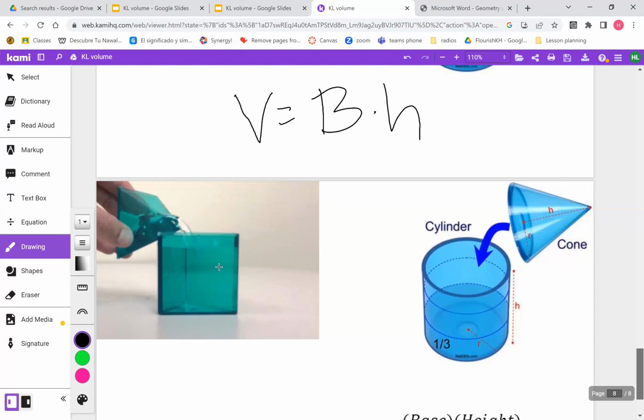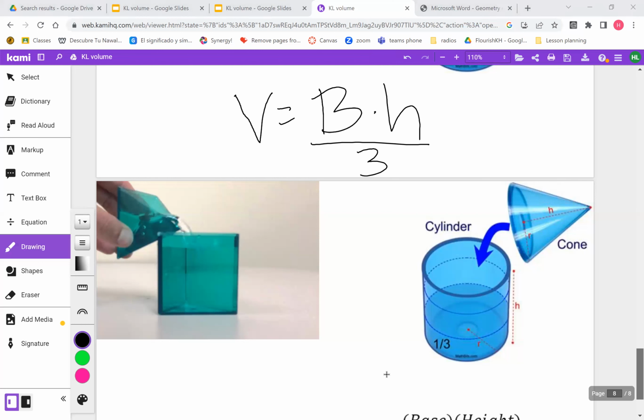Now, it took me three times. So I know the entire prism or cylinder is area of the base times height. Now, if I want to know how much is just one cone or one pyramid, I'm going to go area of the base times height divided by 3. I'm dividing by 3 because it took 3 pyramids to fill a prism, or 3 cones to fill a cylinder. So I'm going to do area of the base times height and then divide by 3.